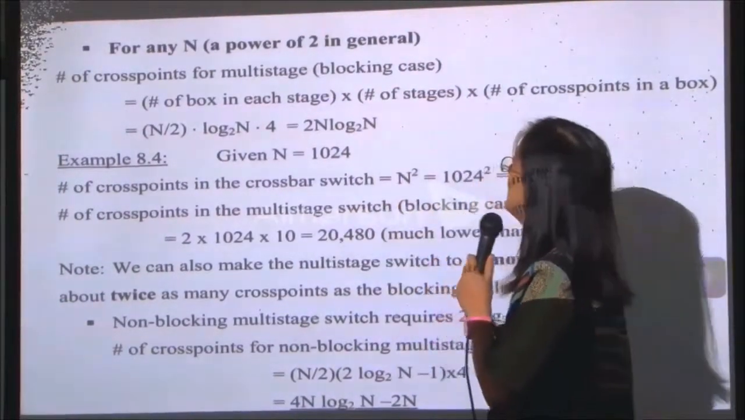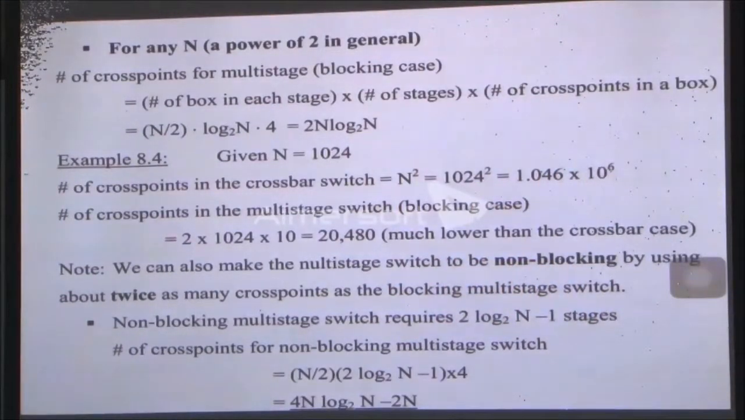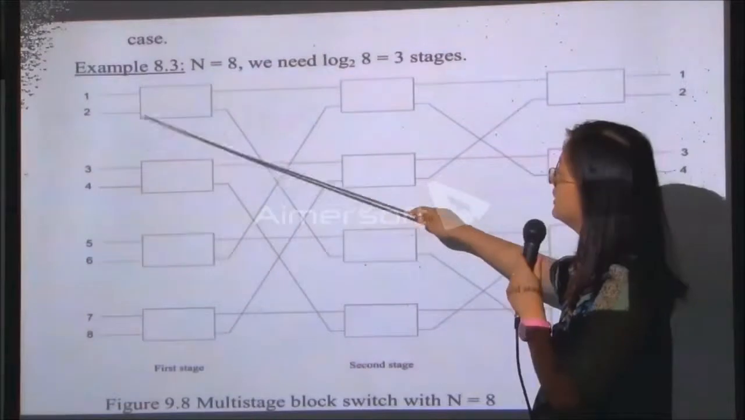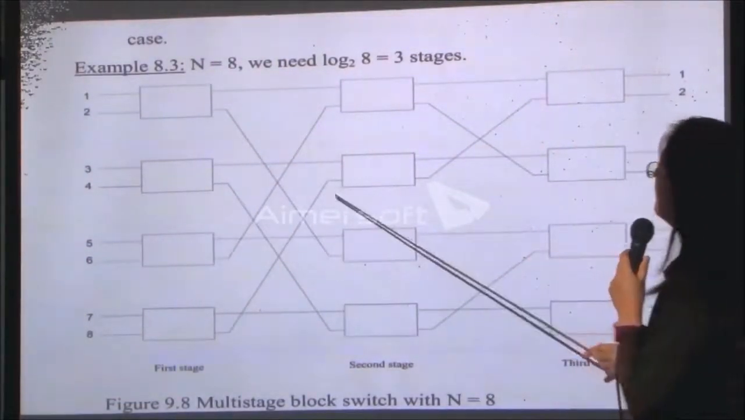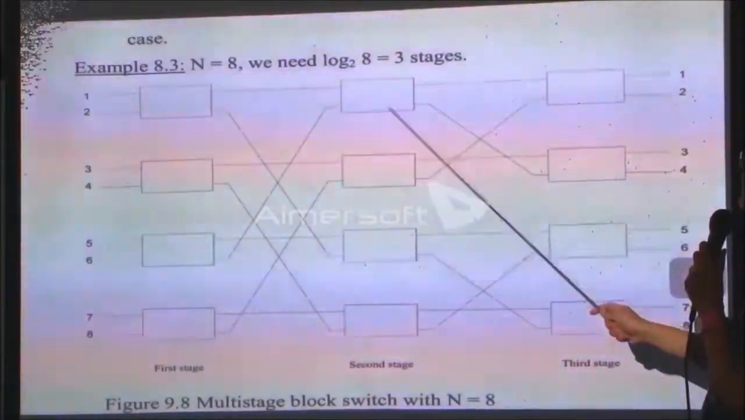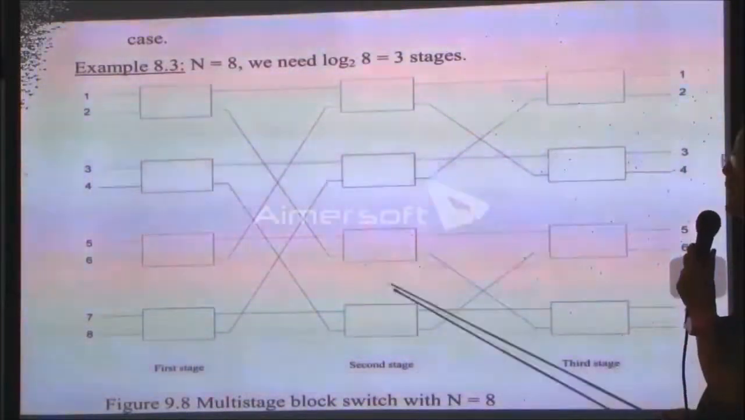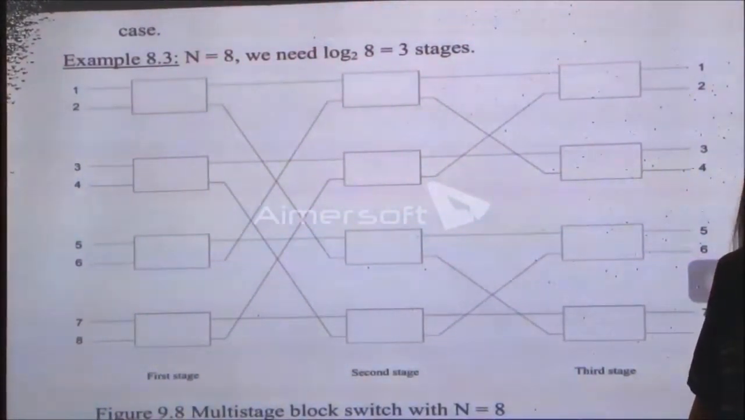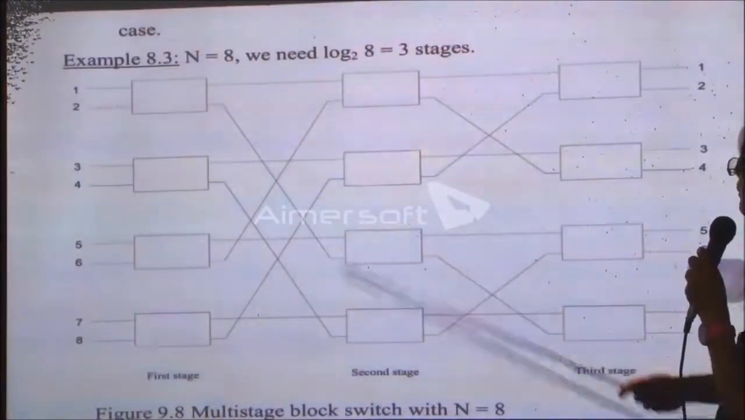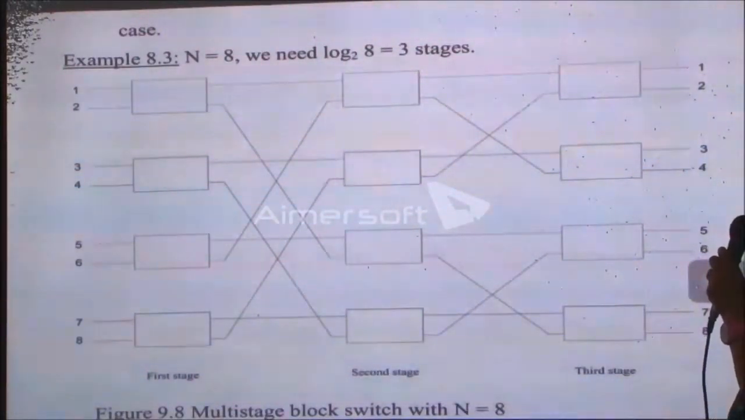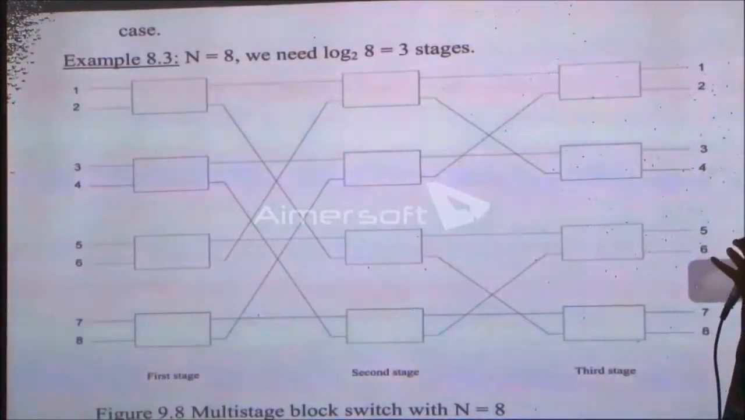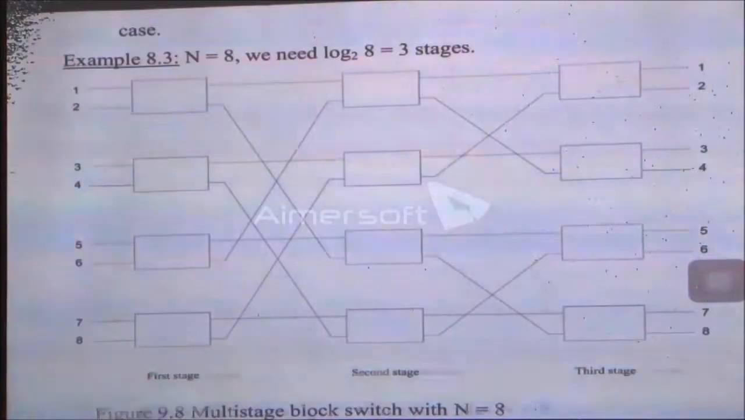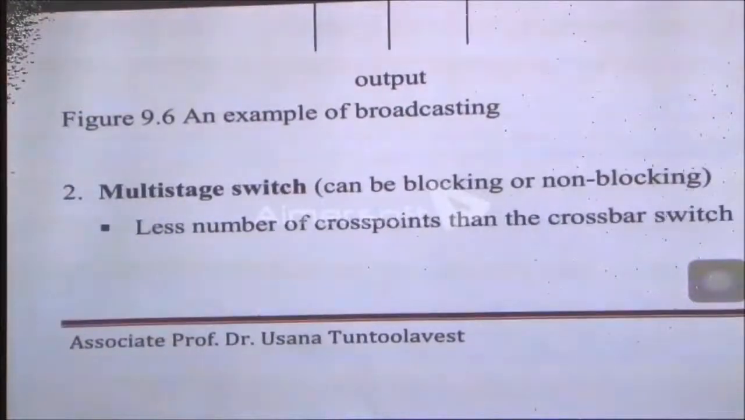This is a formula for the number of cross points, but it is very simple. If you look at this, n equals 8, so you have 4 blocks. How many stages? You can find the number of stages: log base 2 of n, so you have 3 stages. So 4 times 3, you have 12 blocks. Each block is 2 by 2, so inside there are 4 cross points, because it's n squared, so 2 squared is 4. So you have 12 blocks multiplied by 4 cross points. That's the answer. That is the number of cross points that you have in your switch. This is called a multi-stage switch.